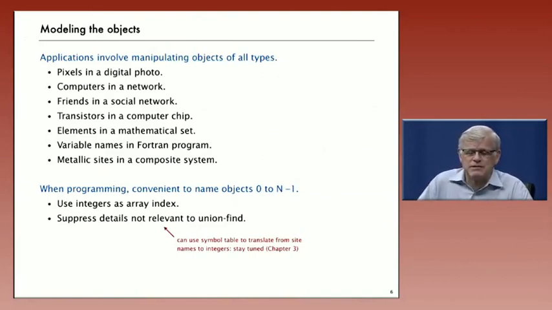That's a very convenient initial starting point for our programs because we can use integers as an index into an array, and then quickly access information relevant to each object. And it also just suppresses a lot of details that are not relevant to union-find. In fact, making this mapping from an object name to the integers 0 through n-1 is a fine application of a symbol table or searching algorithm, which is one of the things that we'll be studying later in this course, algorithms and data structures for solving that problem.